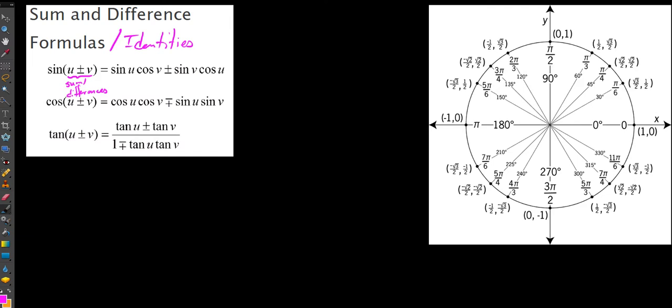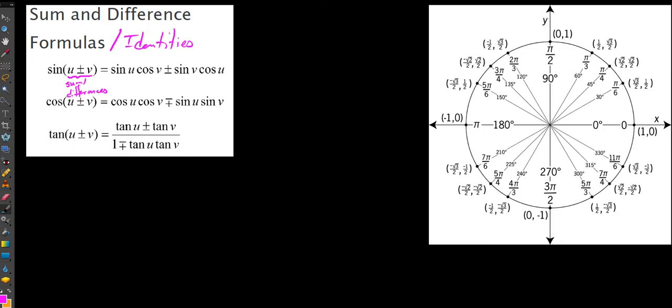So we'll say plus or minus on the left here, and what this is going to be equal to is the sine of the first angle in this sum or difference times the cosine of the second angle in the sum or difference, and this will be also plus or minus the sine of the second angle in this sum or difference times the cosine of the first angle in the sum or difference.